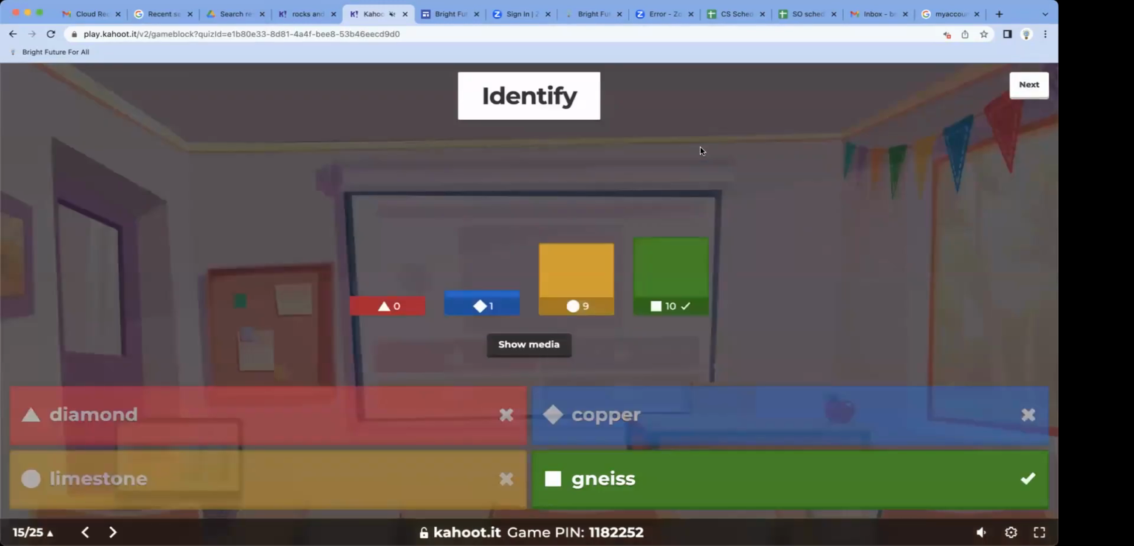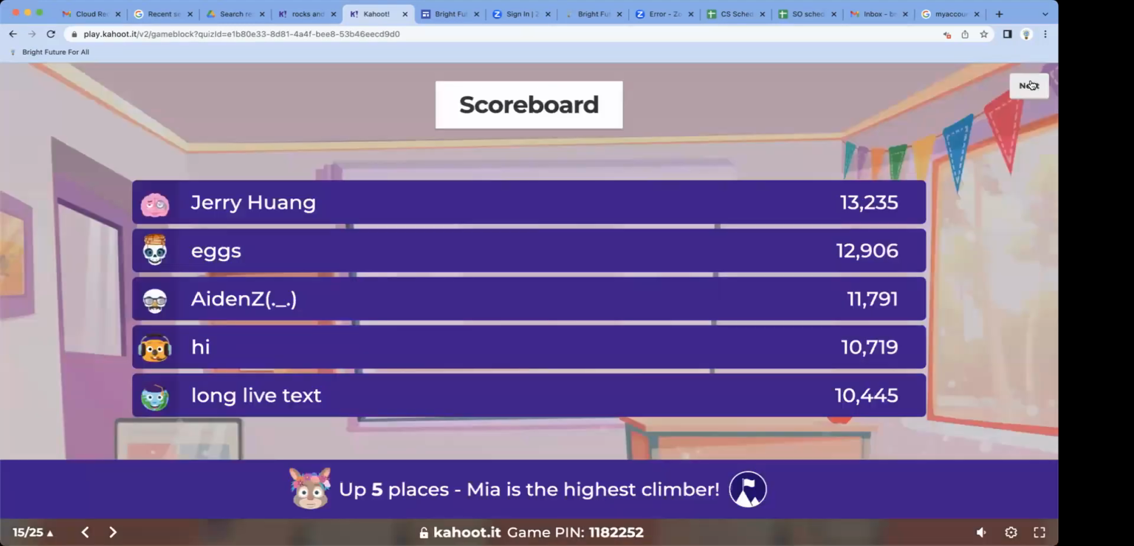Yeah, so this one was actually gneiss. I think I may have forgotten to mention that gneiss was a striped rock. Limestone is mostly just one solid color. Next question.